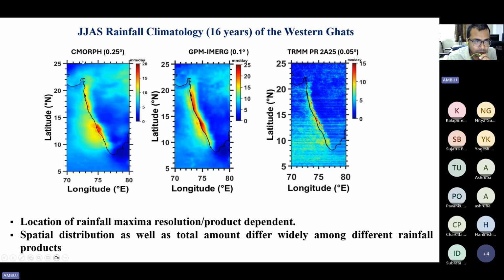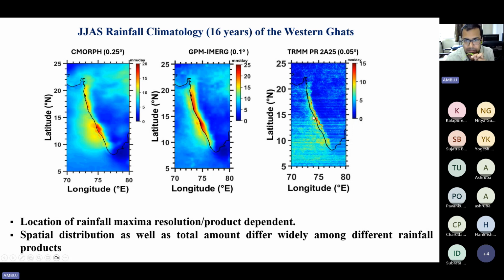CMORPH is actually based on passive microwave sensors. IMERG is a merged product based on passive microwave, infrared, and radar calibrated estimates and later gauge adjusted estimates. Whereas this TRMM PR 2A25 data is a radar only product, which gives very high resolution rainfall information, and it is able to provide a comparatively clear rainfall pattern. This product actually reveals rainfall maxima occurring over the Western Ghats.